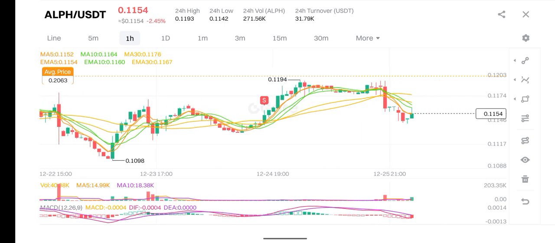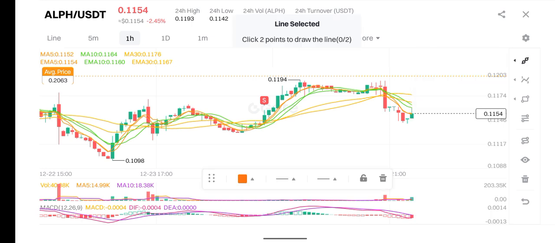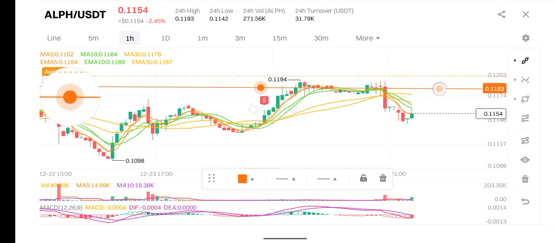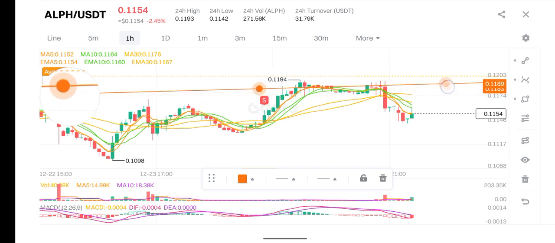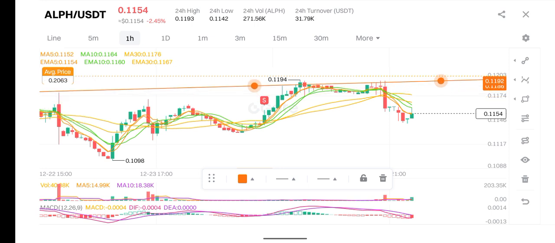Currently, on the 1 hour chart here, we have a resistance that has been formed at 0.1194. That is here. We have this resistance that has been formed here. So it has respected this resistance point of 0.1194. What this stipulates is that whenever the market breaks this resistance, we're going to have a new rally. The market will rally to a new all-time high.